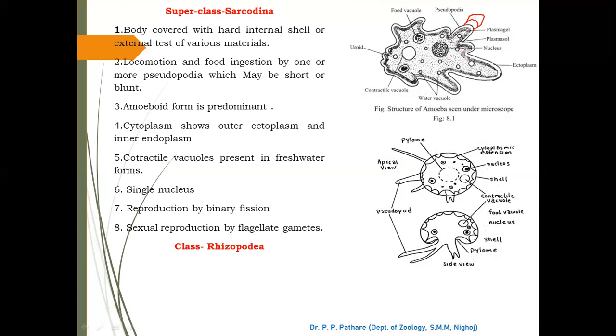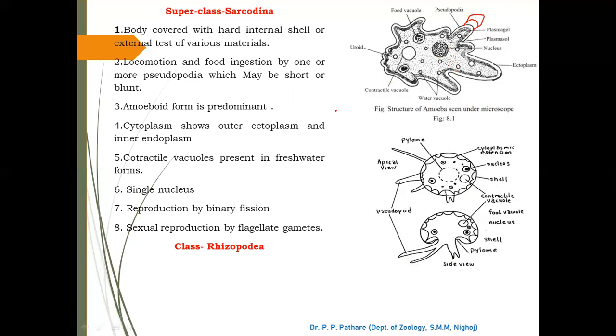But the main function of this pseudopodia is capturing food material and locomotion. It is called creeping type of locomotion, meaning to contract the whole body and relax it immediately. So whatever body movement happens, this body movement is helpful for locomotion, and this pseudopodia is helpful for capturing the food material.